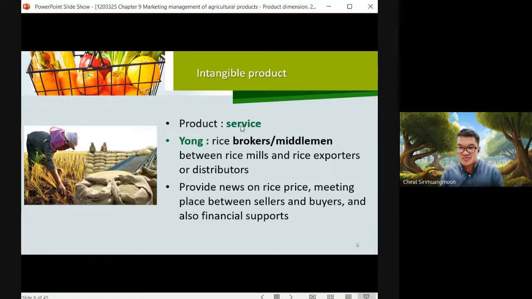Like you might say, okay, if you have 100 tons of rice, the way you can have the trade, you can set the place between seller and buyer. And also, sometimes they provide financial support as well. So Yong can be the person who does some activities. Yong might not be growing the rice, might not be a rice exporter, but they can be the person who links between these two things. Okay, so this is a type of intangible product. I would say it's a service.